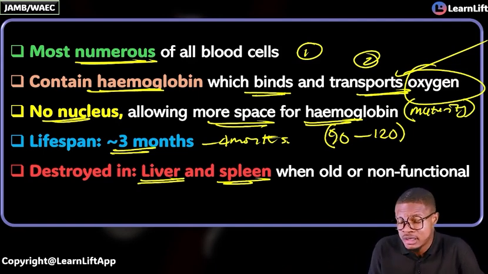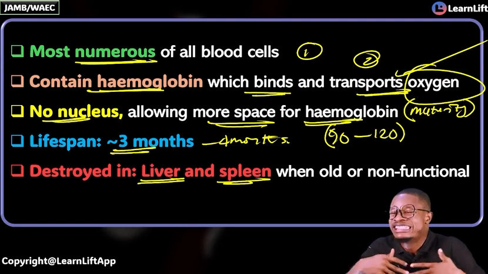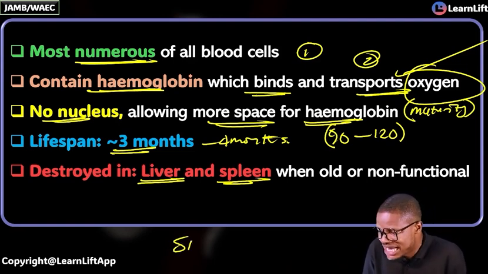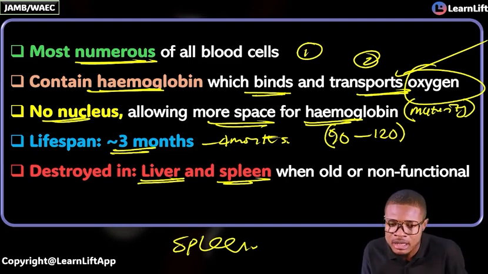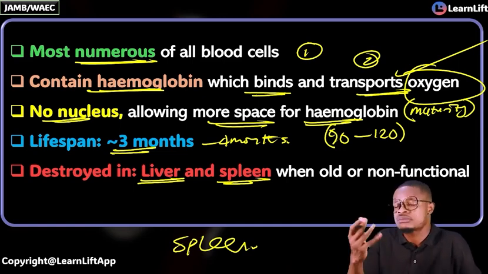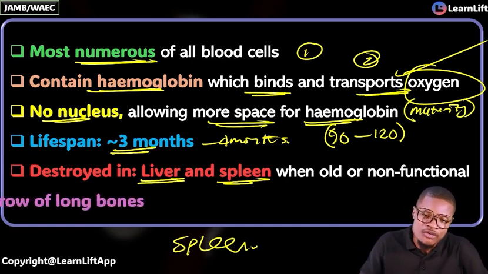But most of the time, when the question comes, they just ask, what's the graveyard of RBC? Majority of the time, it is spleen that you normally see in the option. So spleen is the graveyard of what? RBC. Liver is the graveyard of what? RBC. You are correct. Does it make sense? If you get that, please don't forget this quickly.